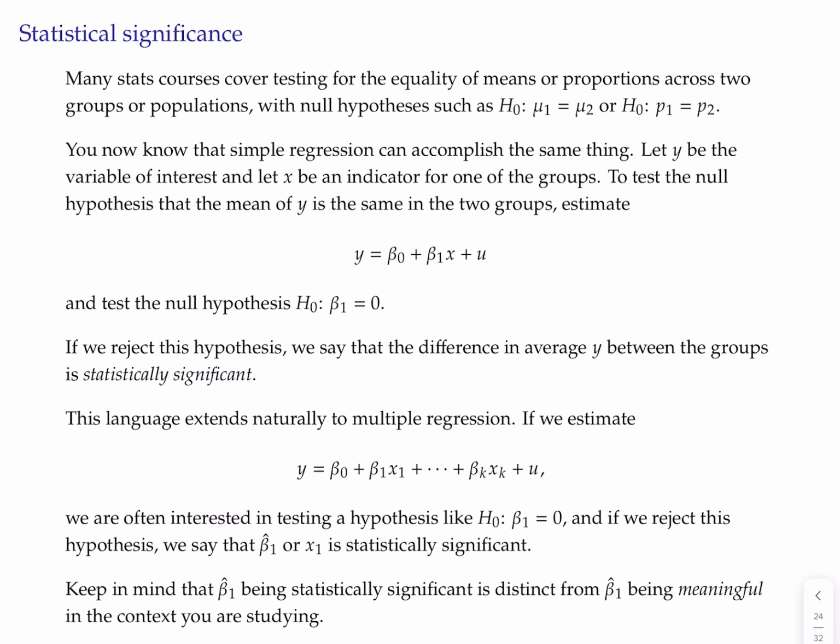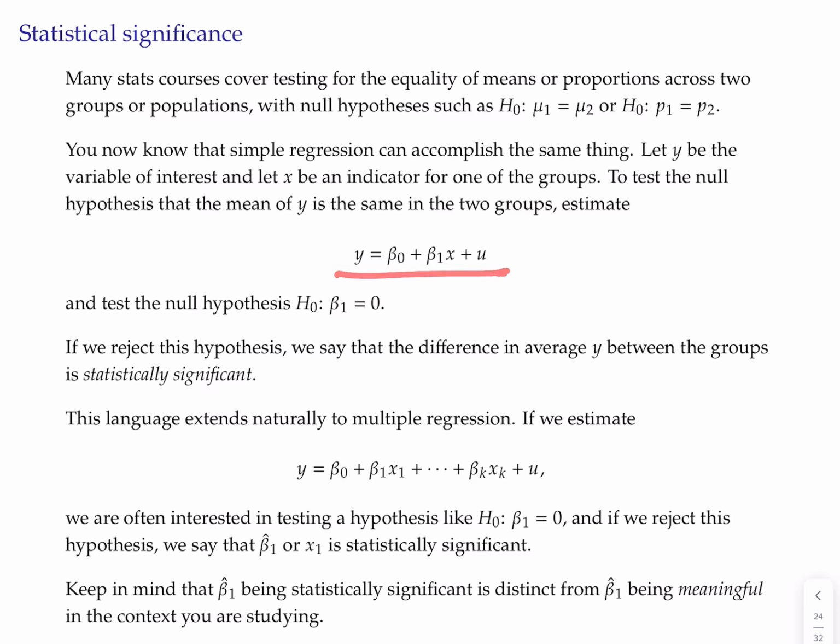What we can do is just run a simple regression where y is your variable of interest. So this could be like a poverty indicator or earnings levels or something like that. And x is an indicator for being in one of the groups. So this could be a female indicator, it could be a rural indicator, or whatever. And based on our study of simple regression, this is a saturated model.